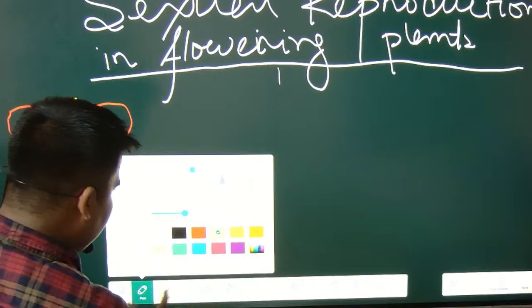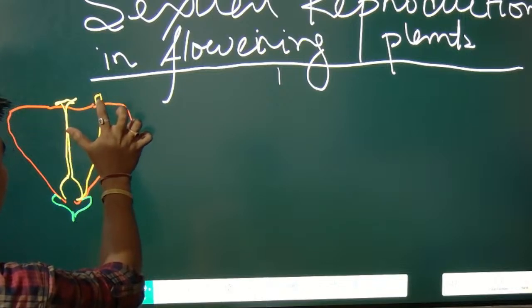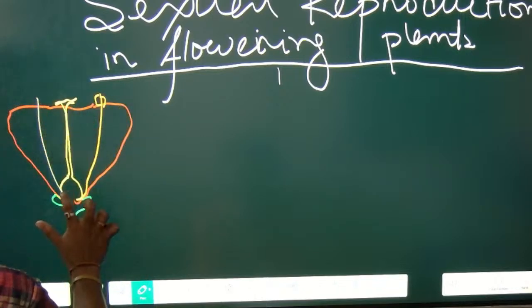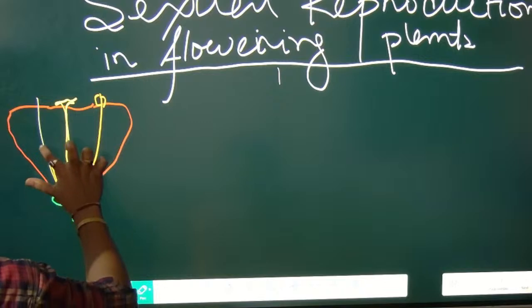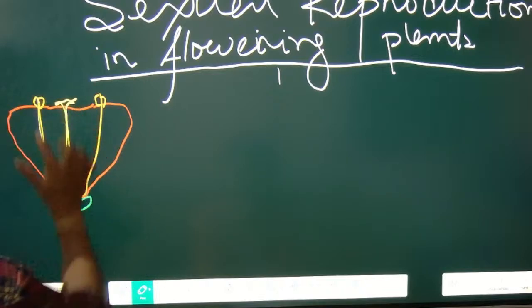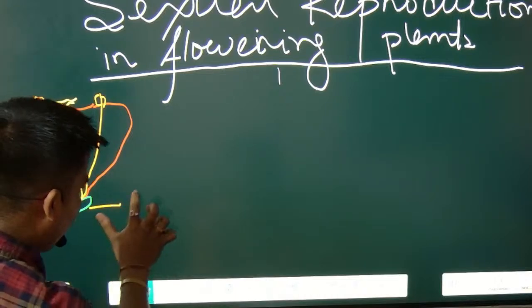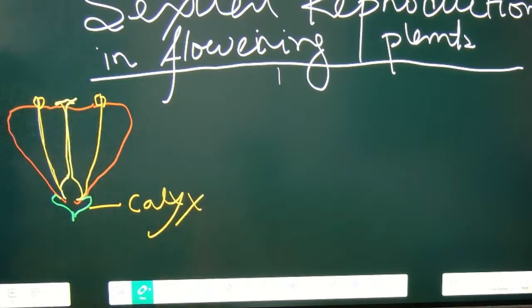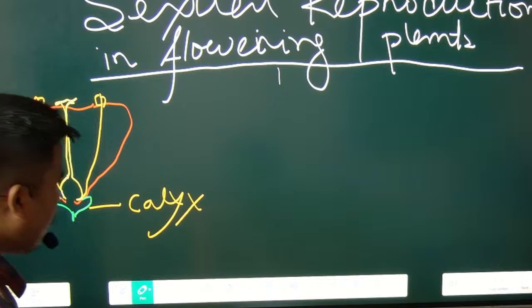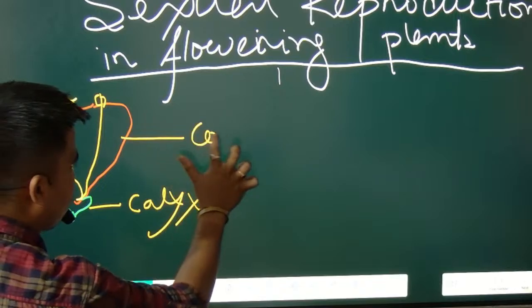Another organ that is present is a stamen. This is your stamen. Sorry. Okay. So this one is sepal, and all the sepals together are called calyx. In a flower there can be 5 or 6 or 3, whatever the number is. Okay. Sepals together are called calyx, and these are petals, which together are called corolla.